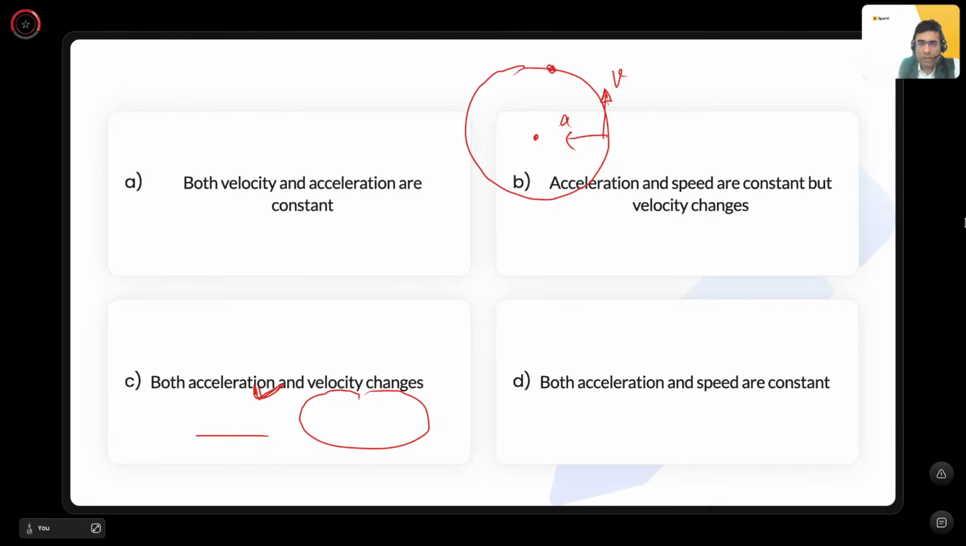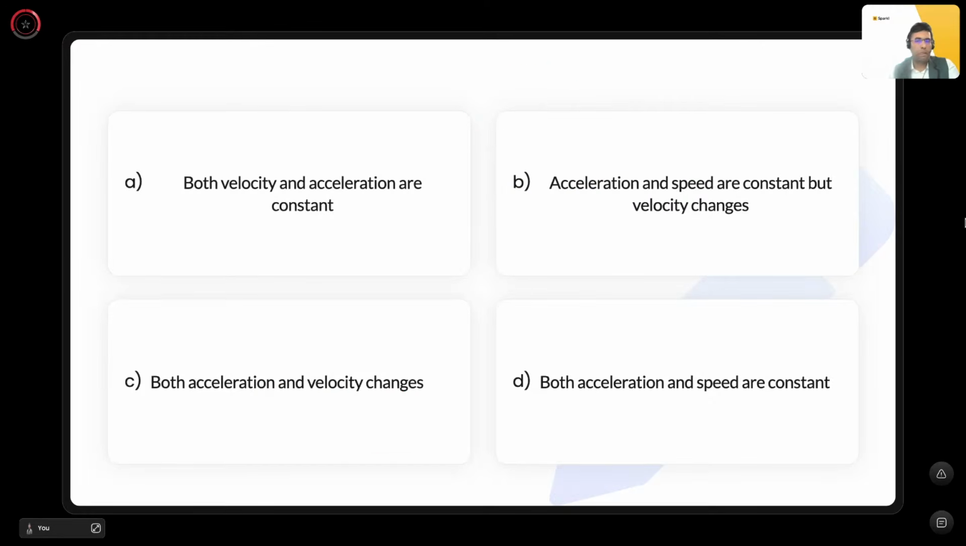When the object is here, acceleration will be pointing this way. Object is here, acceleration is pointing this way. So orientation बदल रहा है, तो इसलिए acceleration का direction भी change हो रहा है. तो both acceleration and velocity will change.